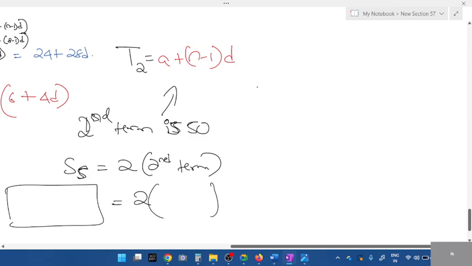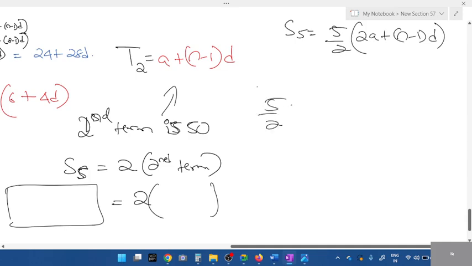S of 5 is 5 divided by 2 into 2a plus n minus 1 into d. A value will be given. So that one you have to write on the left hand side: 2a plus n minus 1 into d is equal to. On the right hand side, instead of a sum, the value 50 is given. It is not a sum. We have to use T of 2, students. So T of 2 is equal to a plus 2 minus 1 is 1d, where a value will be given. This T of 2 is 50.